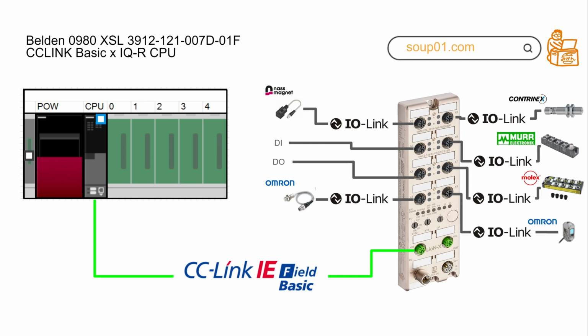I'm Chris. In this video, I'll show you how to use a Belden module, model number 09X0 XSL feed line 121212007D01F. It's a module that can support multiple protocol connections, and this time I'll show you how to configure CC-Link IE Basic. For the CC-Link IE Basic master, you can see iQ-R is used this time, but you can also use FX5 or any CPU that supports CC-Link IE Basic.